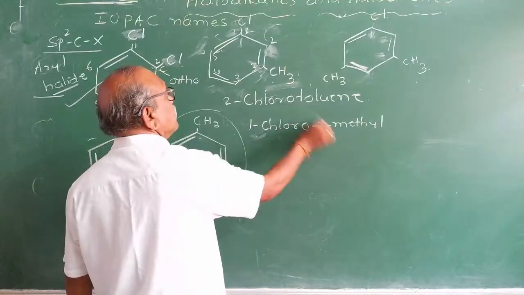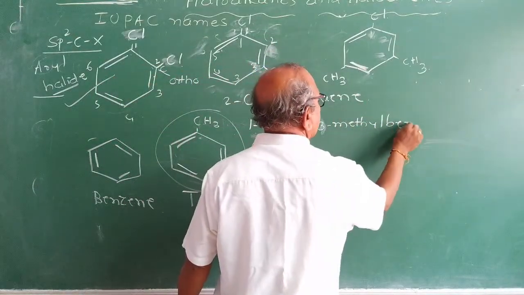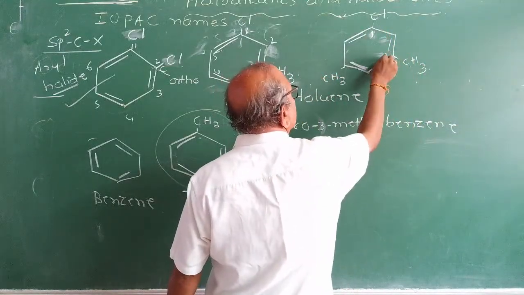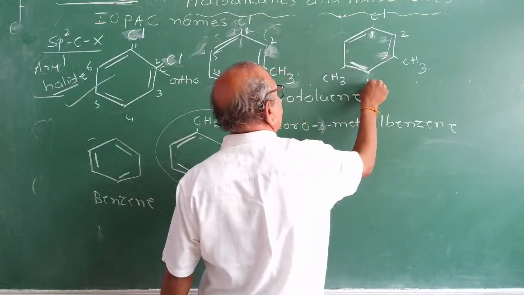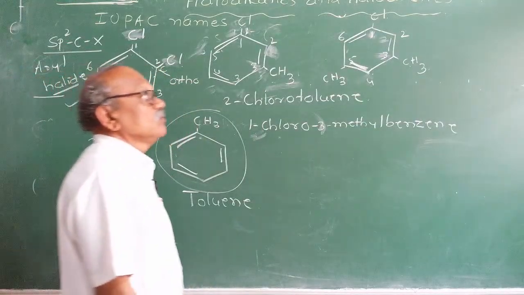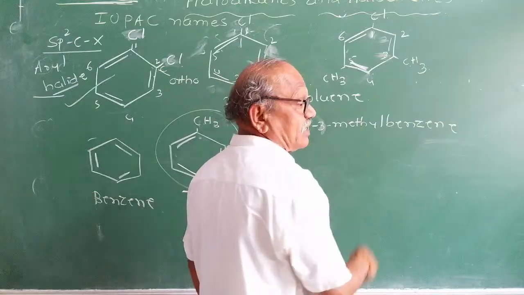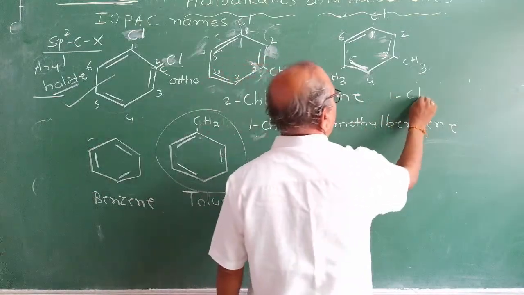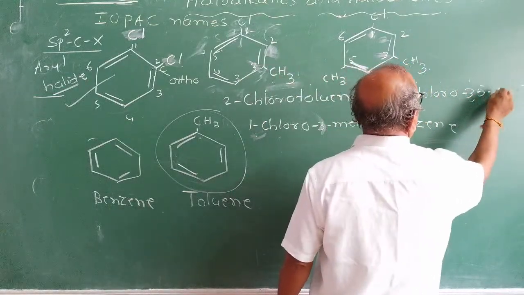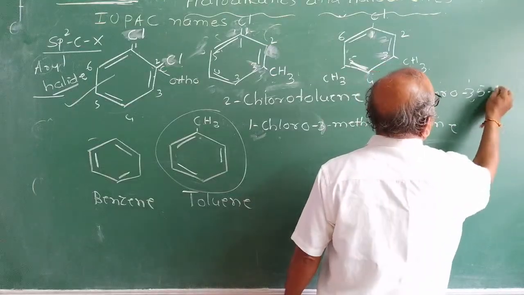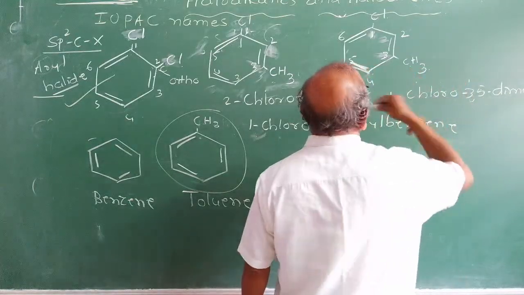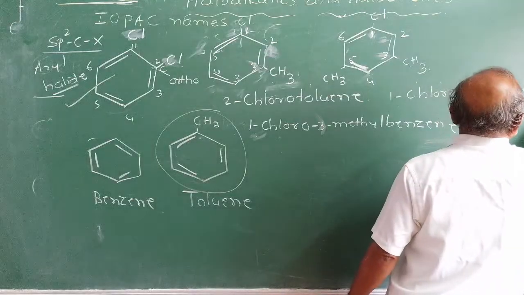Already you have taken methyl here. Now you have to say it as benzene. Write the IUPAC name of this one. 1, 2, 3, 4, 5, 6. IUPAC name: 1 chloro dimethyl... 1 chloro, name it as 3,5 dimethyl benzene. This is how they are named.